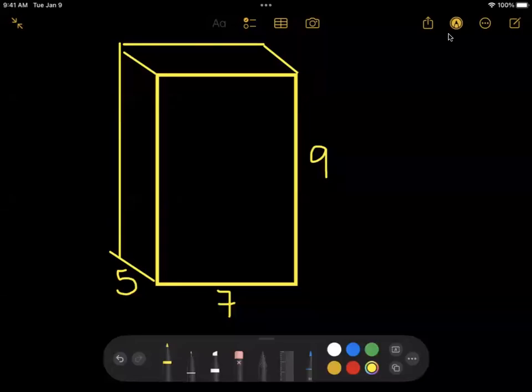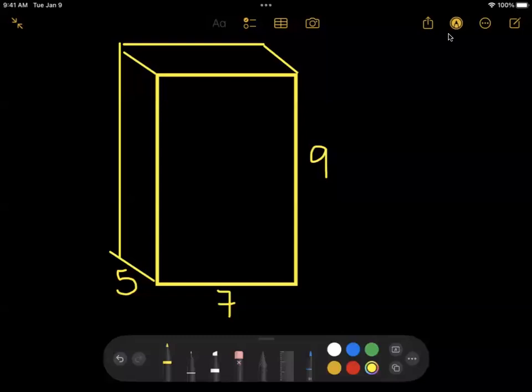For today, we're going to be working on finding the volume of rectangular prisms and cubes. So if you're wondering what volume is, it's how much fits inside a three-dimensional shape. This rectangular prism is a three-dimensional shape. That means that we can fit stuff inside the shape, and the volume is how much stuff we can fit inside the shape. And that's usually measured in cubic units.